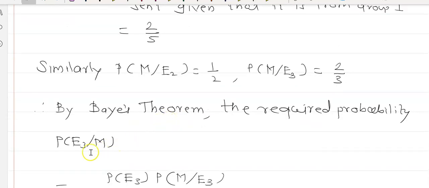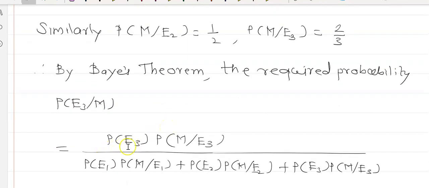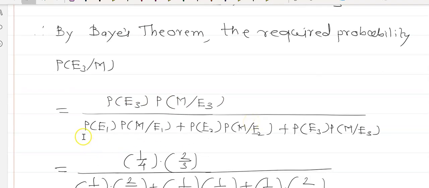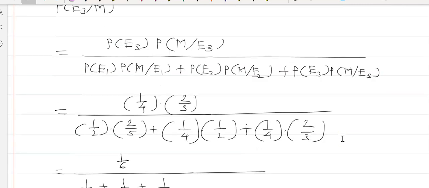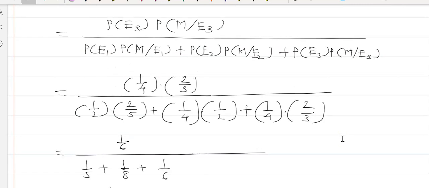By Bayes theorem, the required probability, that is, the probability of E3 conditional M, is equal to the probability of E3 into the probability of M conditional E3, upon the probability of E1 into the probability of M conditional E1, plus the probability of E2 into the probability of M conditional E2, plus the probability of E3 into the probability of M conditional E3. Substitute the values. Therefore, you will get the answer.